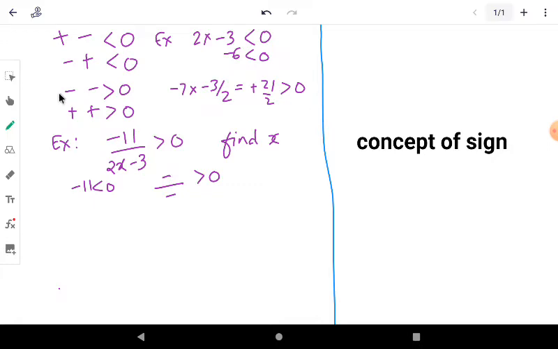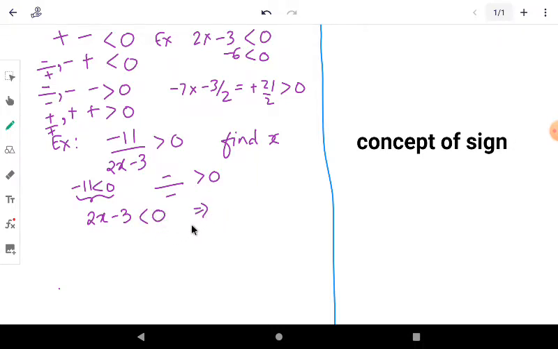Negative upon negative is positive, and positive upon positive is also positive. So negative upon negative gets cancelled and we get positive. It means that since minus 11 is already negative, it is a fixed number and we can't do much about that. So we have to impose a condition on 2x minus 3, which has to be negative.